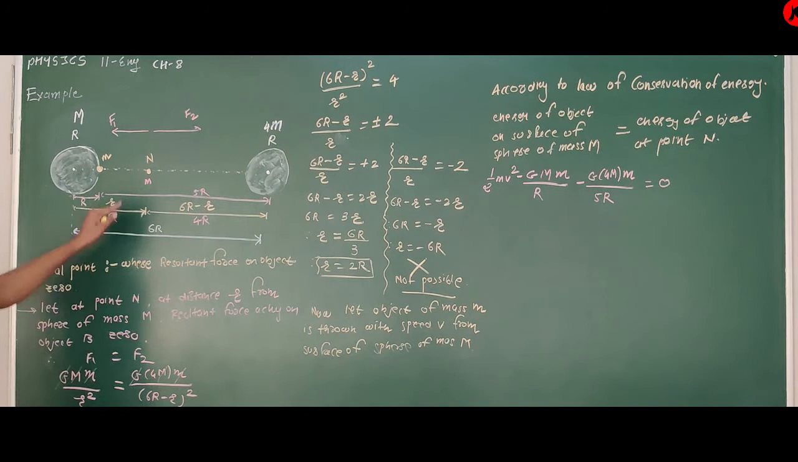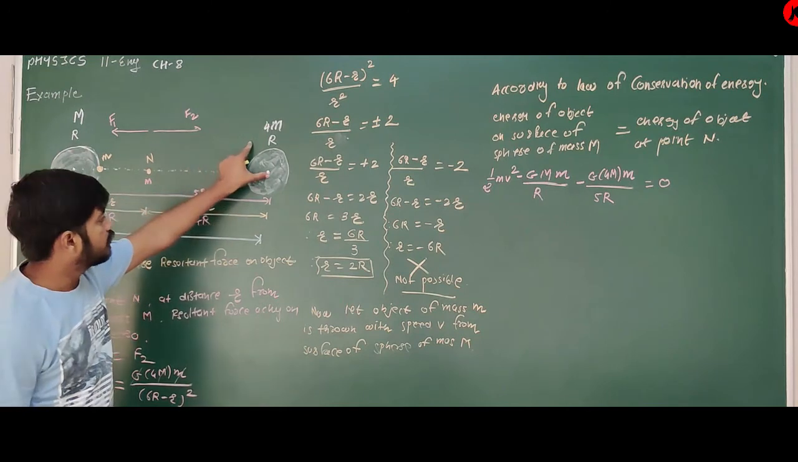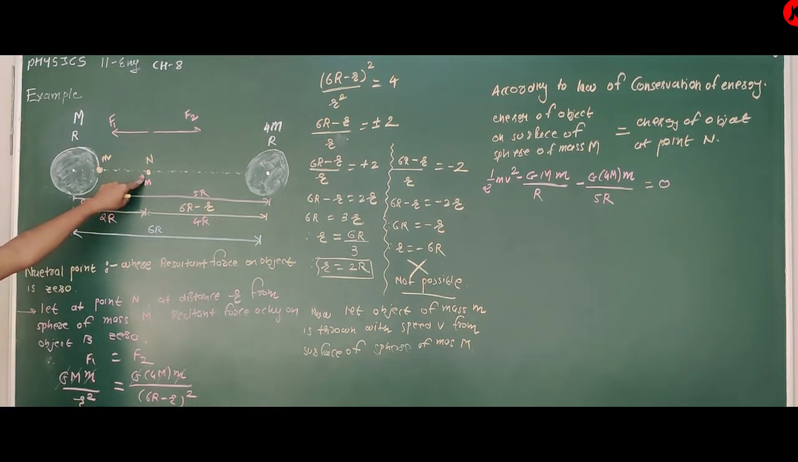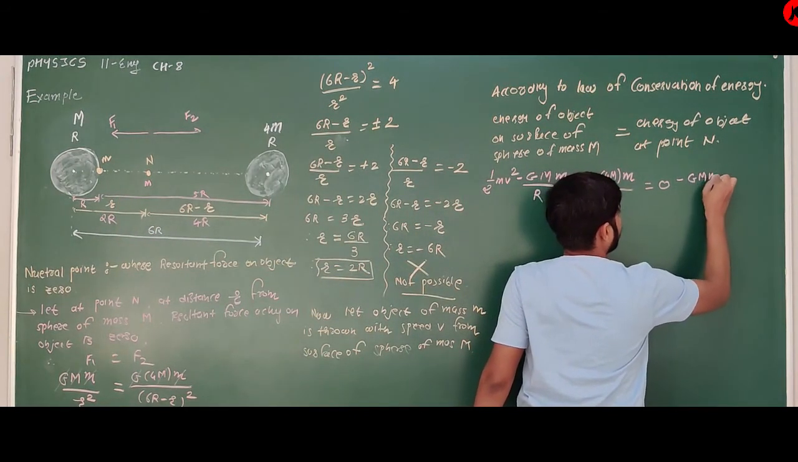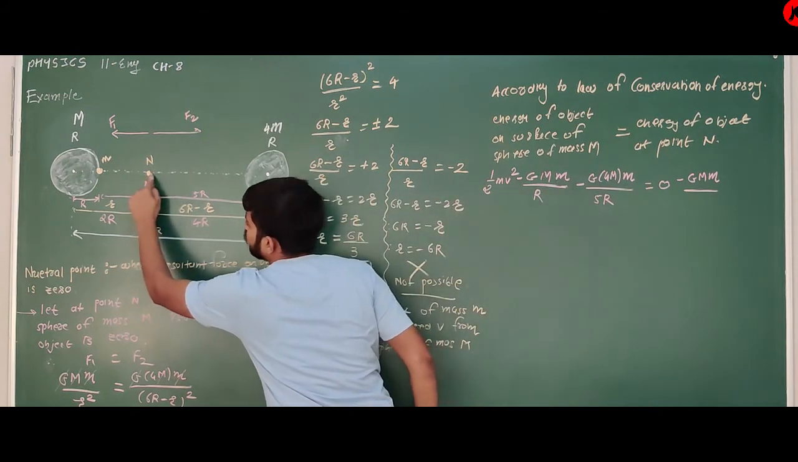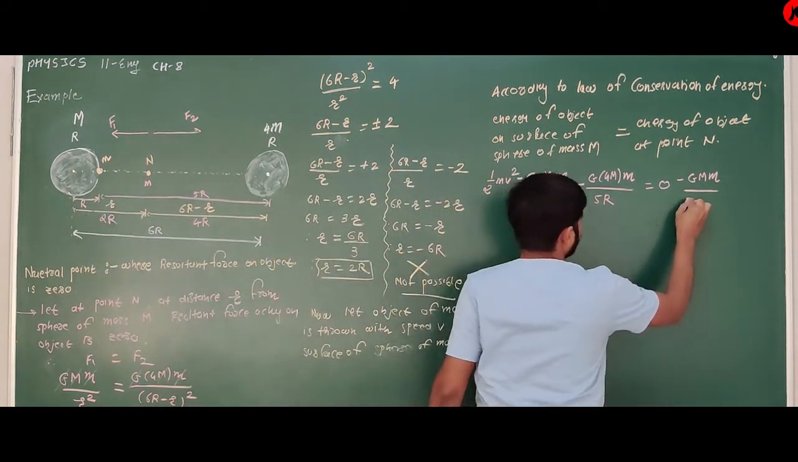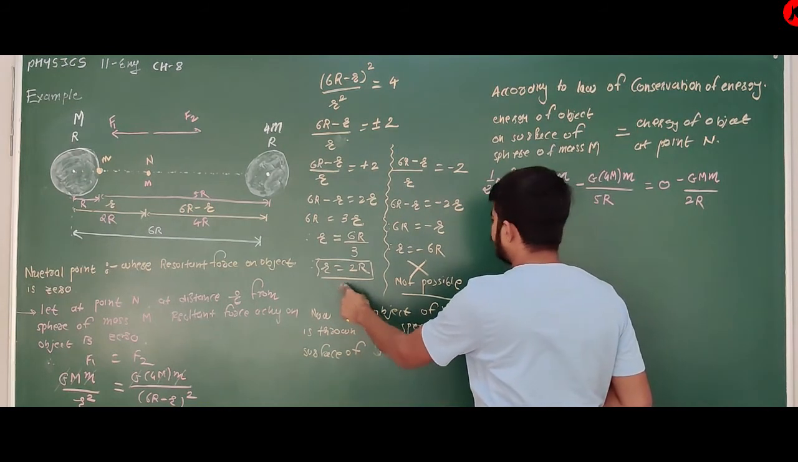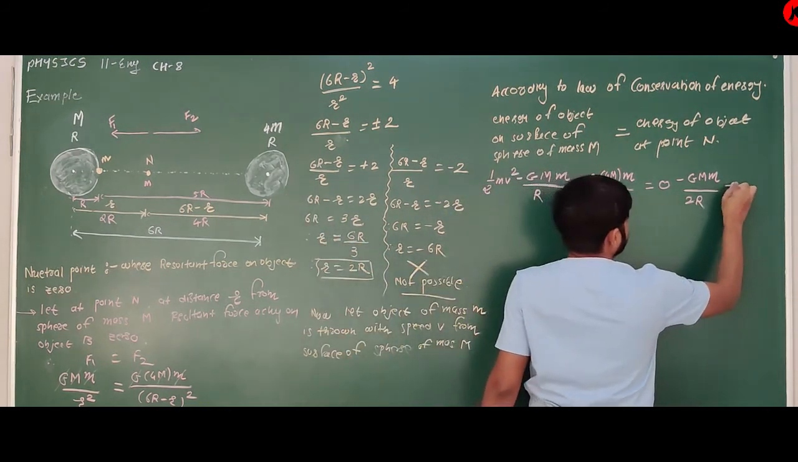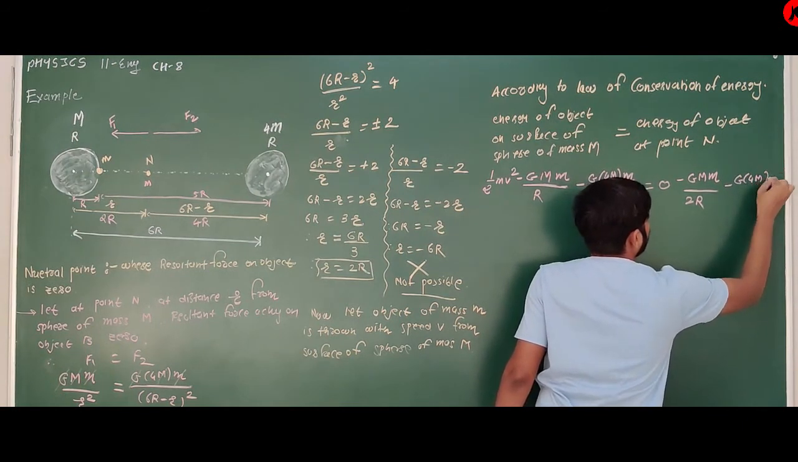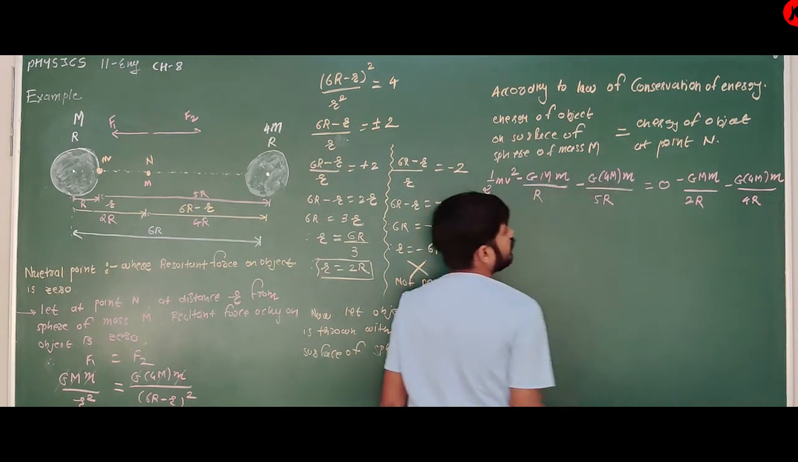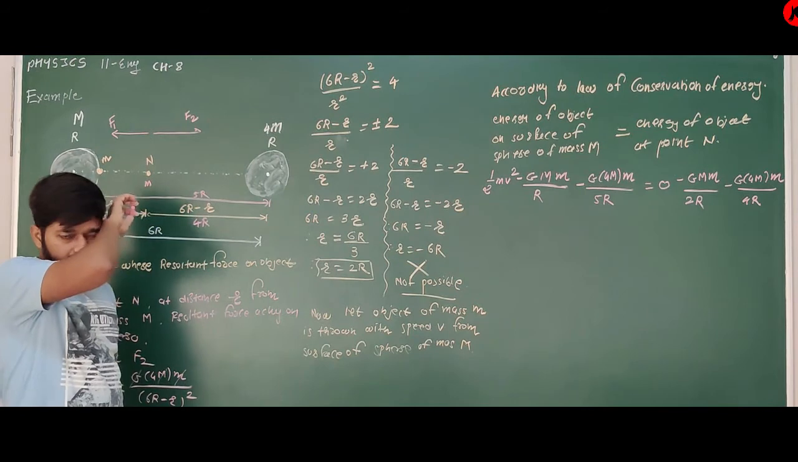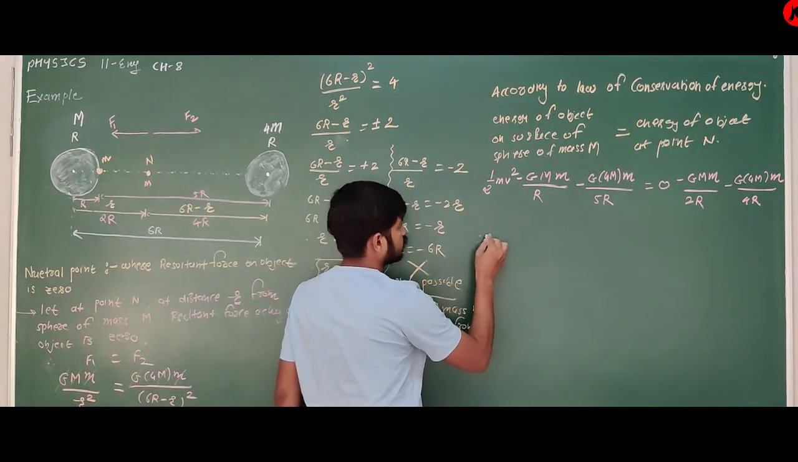Now again, at this point, potential energy due to this sphere and this sphere. Due to this one, it is minus GMm upon the distance between this point and the center of this sphere, which is 2r, that we have obtained. Now due to the other sphere, it is minus G 4Mm upon the distance between them, which is 4r. Any doubt?